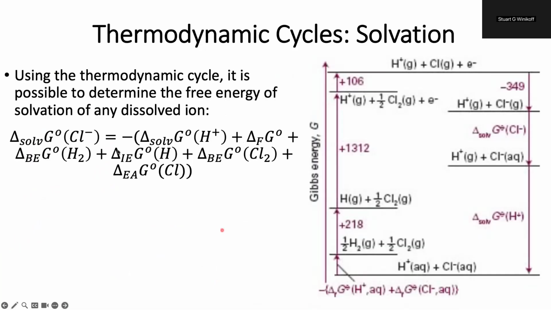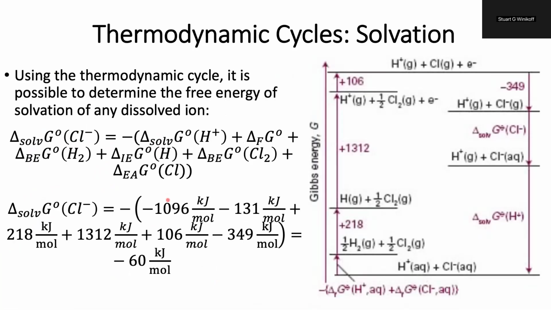So in this case, we can rearrange and find the solvation energy for the chlorine by adding up the negative of everybody except for that formation reaction and adding them all together. Now, when I do this, we find out that the energy of solvation for the chlorine is -60 kilojoules, meaning that, hey, indeed, it's very favorable for a chlorine to go from the gas phase to the aqueous phase. Makes sense.